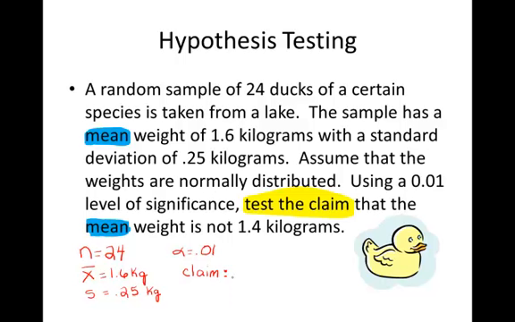And since a claim, and this is important too, the claim is always about the population, something that we want to know about everything. And so that always uses the population symbol. So we're saying something about the population. Claim that the mean is not equal to 1.4 kilograms. And now I've deciphered the problem and I'm ready for the next step.